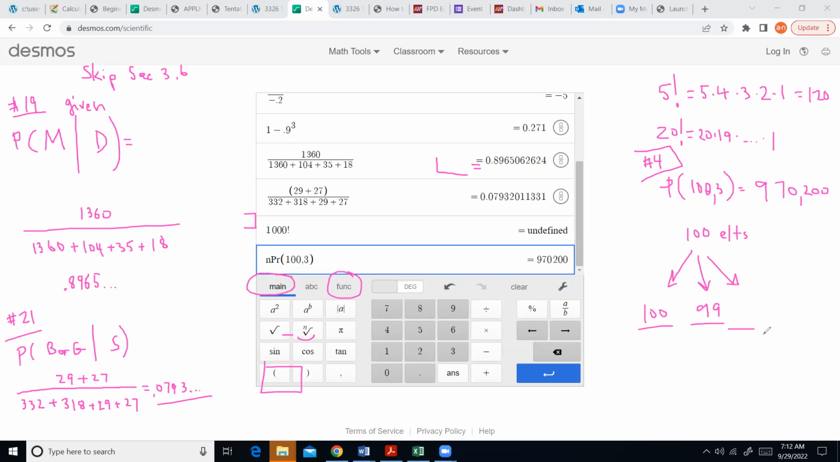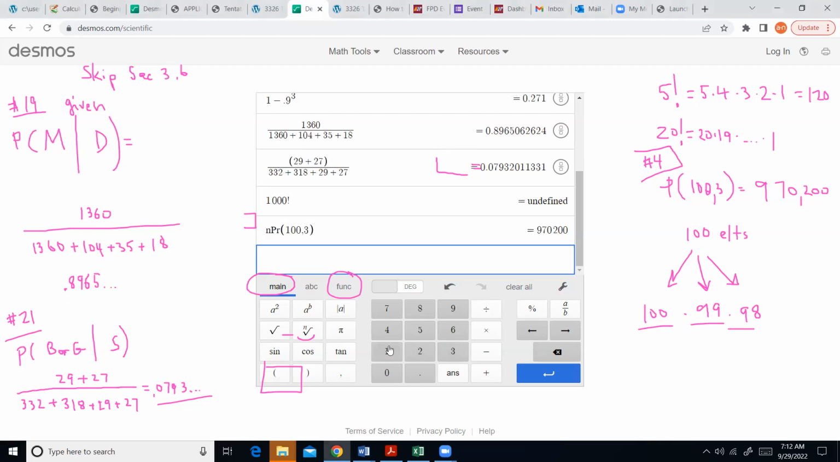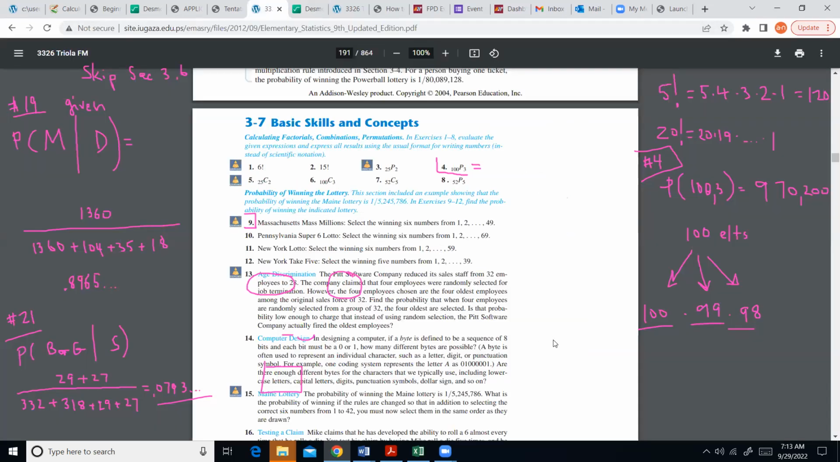So 100 choices for the first, for the next position, 1 less. And for the third position, again, 1 less because 2 people are gone. So notice that if you multiply these numbers all together, 100 and 99 and also 98, you will get that same number of permutations. So that's what this actually stands for, the number of ways to select 3 different people out of 100. But again, we'll talk in more detail about this next time.